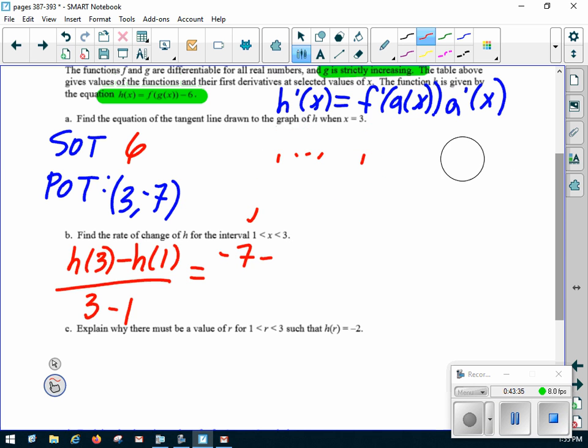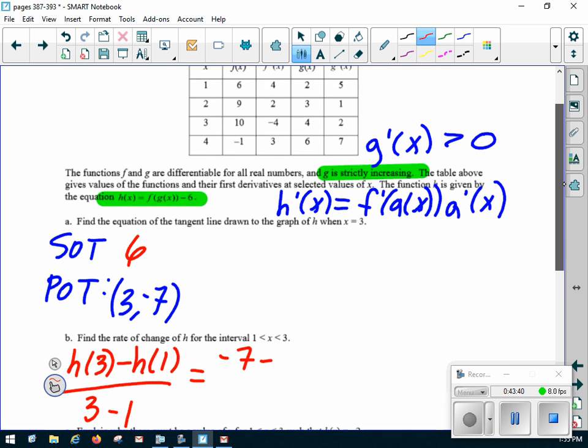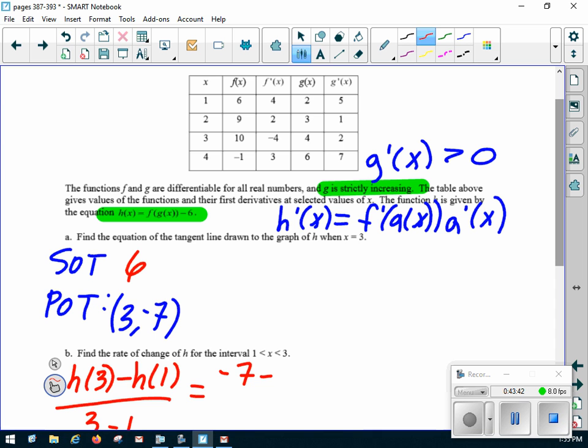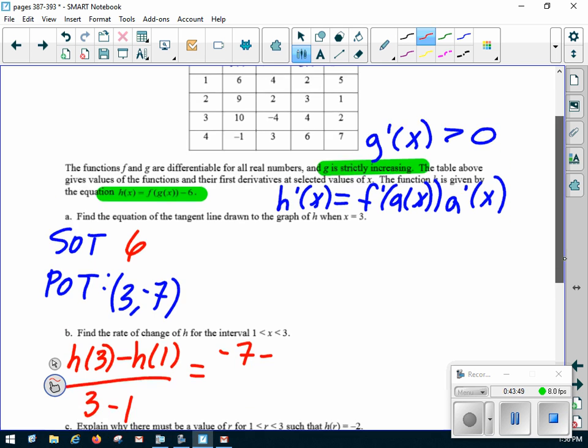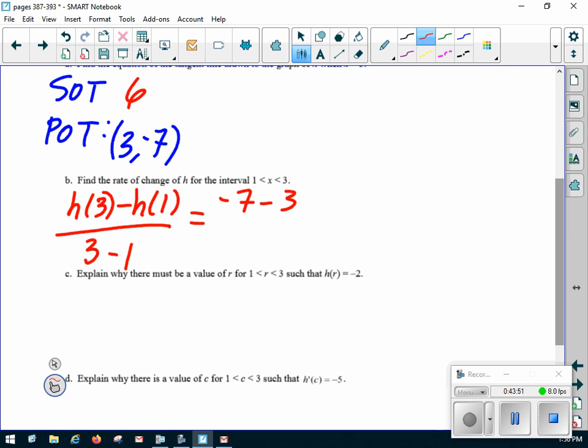h of 1, well, I don't know, what's h of 1? g of 1 is 2. f of 2 is 9, minus 6 is 3. That's it. That's the average rate of change for that interval. A-rock is the slope. Yes, A-rock is what we just found. Average rate of change.